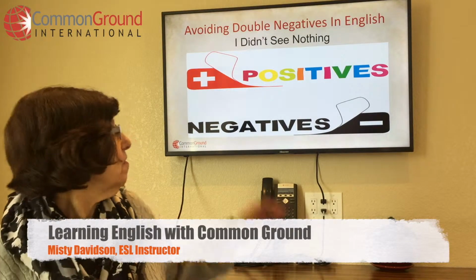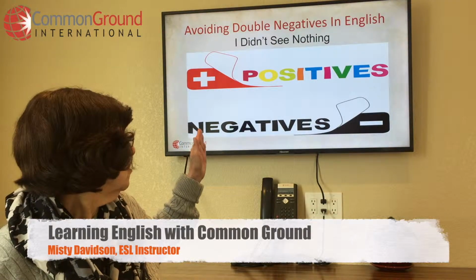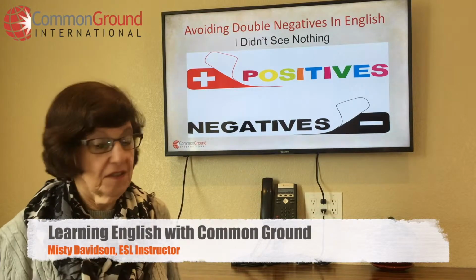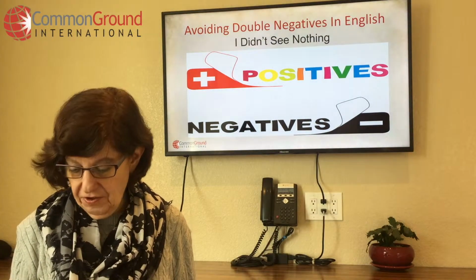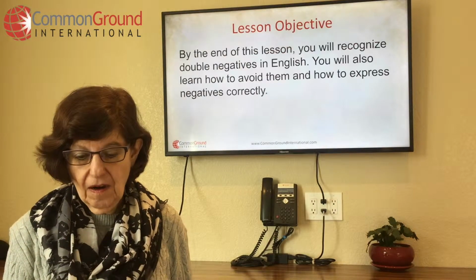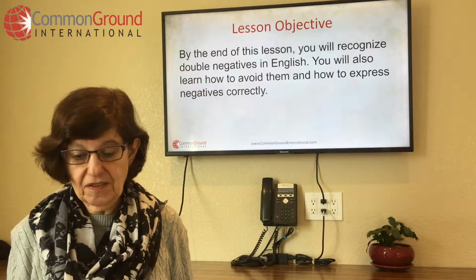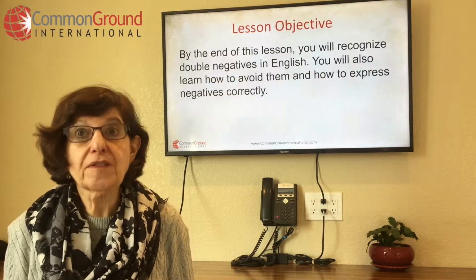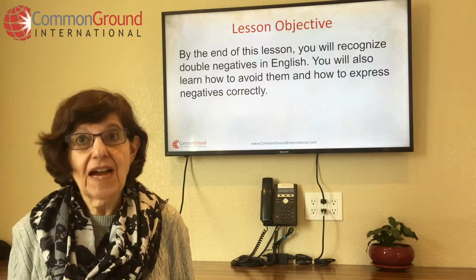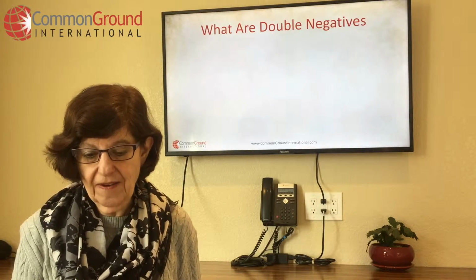Our lesson today is avoiding double negatives in English. You can see it says, I didn't see nothing. You will learn why that's incorrect and how to make it correct. Our objective today: by the end of the lesson, you will recognize double negatives in English. You will also learn how to avoid them and how to express negatives correctly.